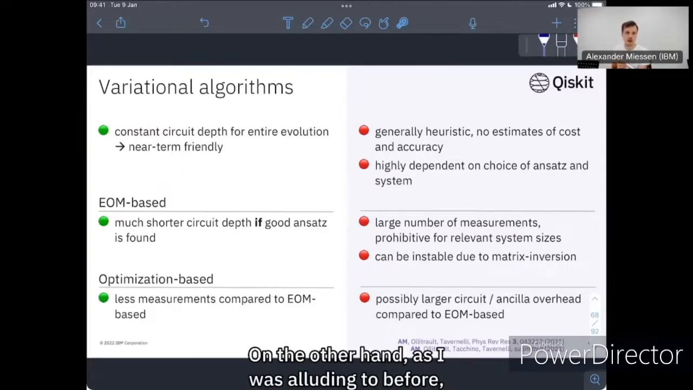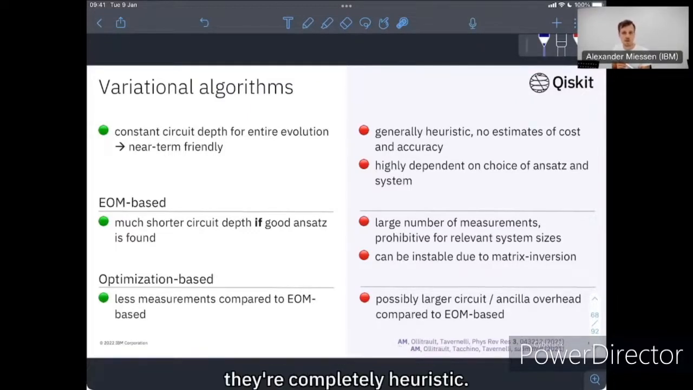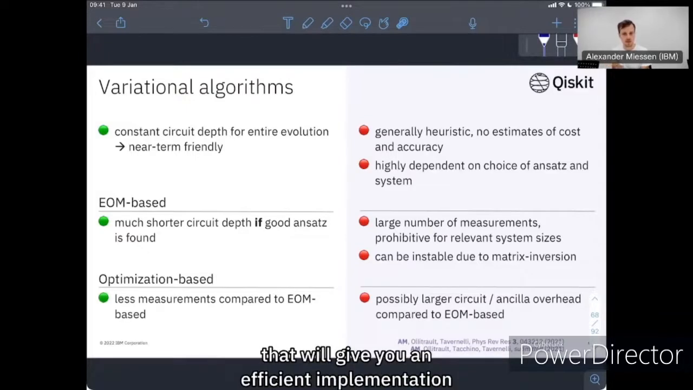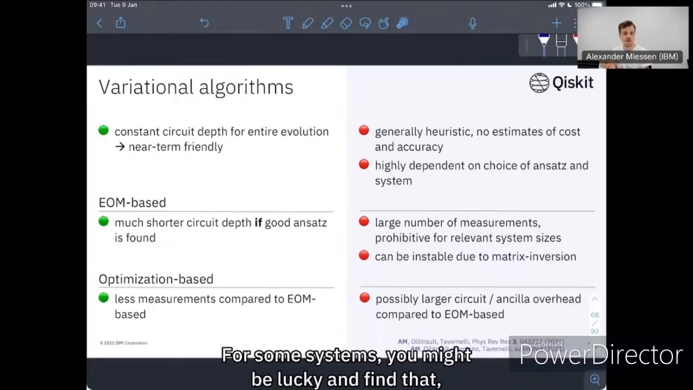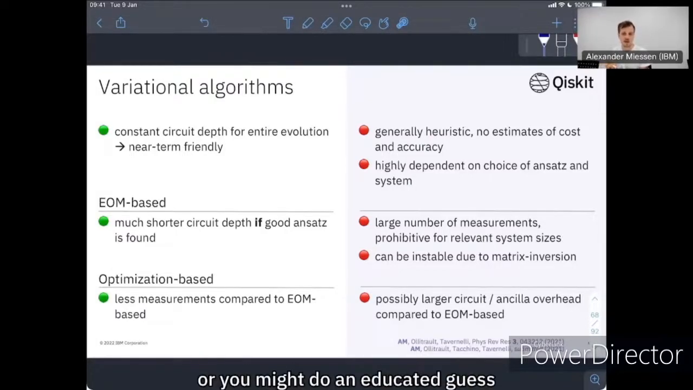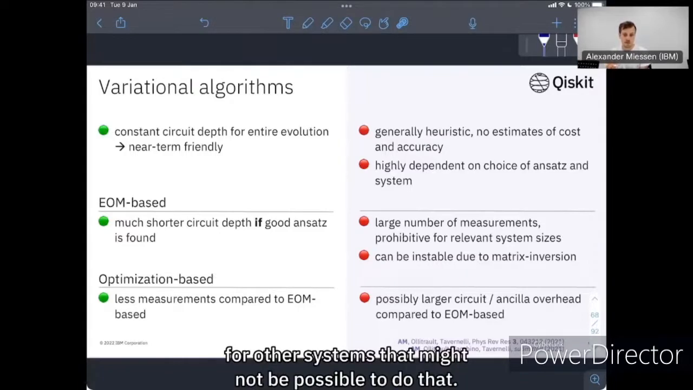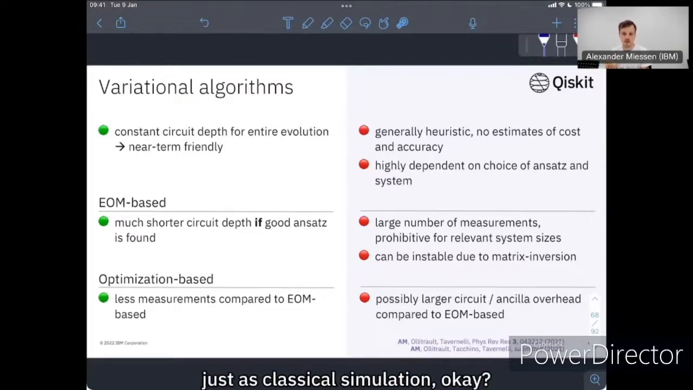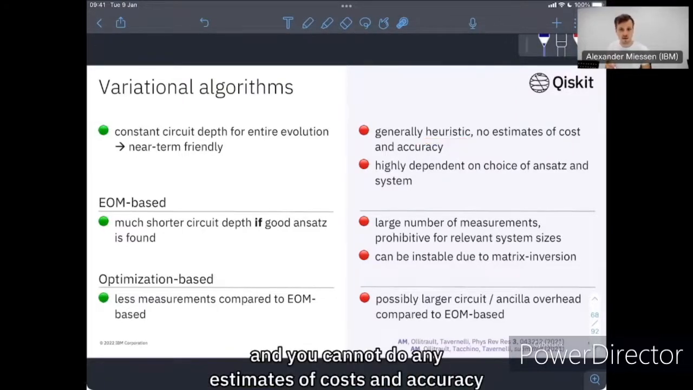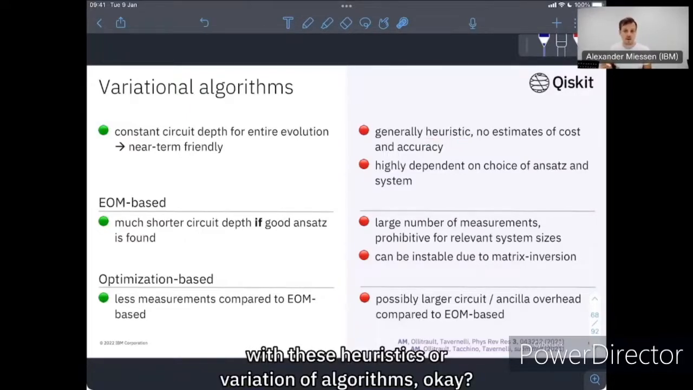On the other hand, as I was alluding to before, they're completely heuristic. And so it's very, very system dependent if you can find a good variational ansatz that will give you an efficient implementation of your real trajectory or real evolution. For some systems, you might be lucky and find that, or you might do an educated guess. For other systems, it might not be possible to do that. And you might end up with an exponentially costly simulation, just as classical simulation, okay? The key here is that you cannot know before you do the simulation because it's completely heuristic and you cannot do any estimates of costs and accuracy with these heuristics or variational algorithms, okay?